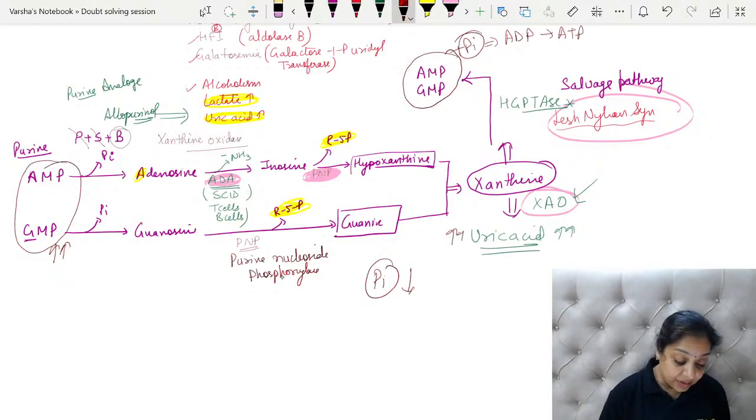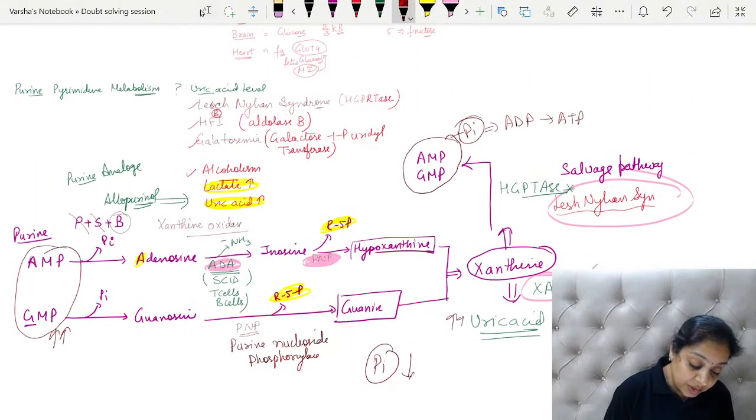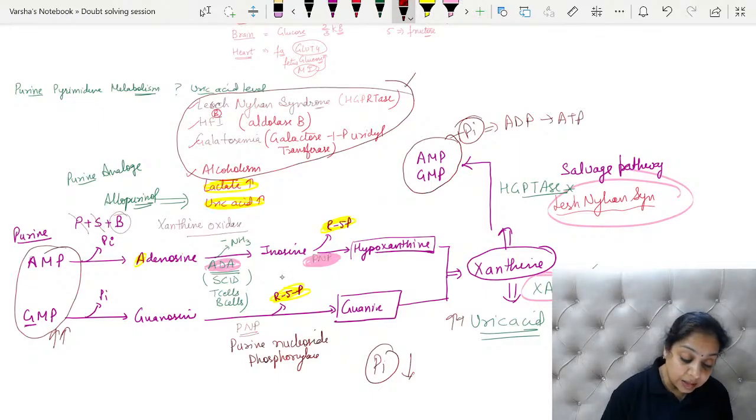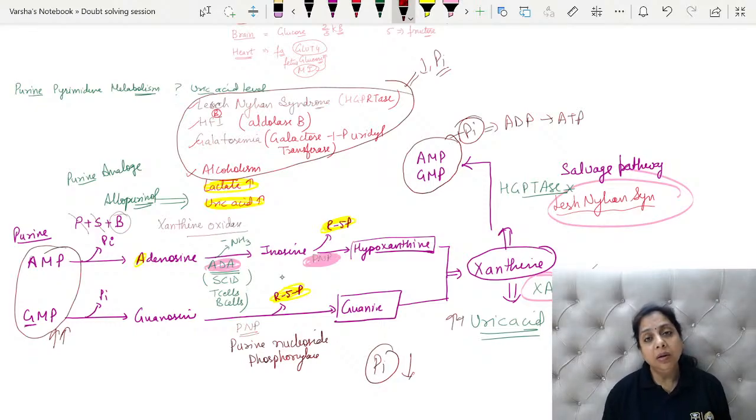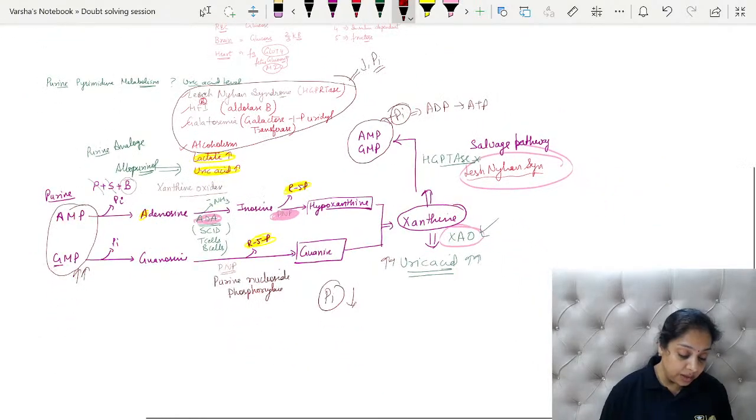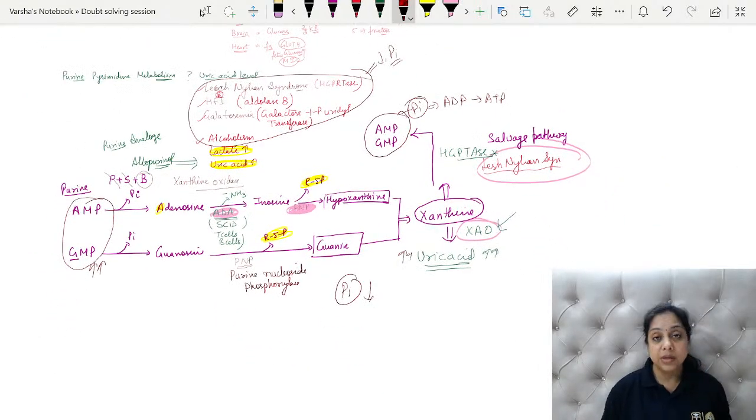So we have just seen that uric acid levels are increased under all these conditions. So we can say under all these conditions, the Pi, phosphate levels, are low. Simple as that. With one thing, you have come to know so many, you can answer so many questions, just by knowing how they are interrelated with each other.